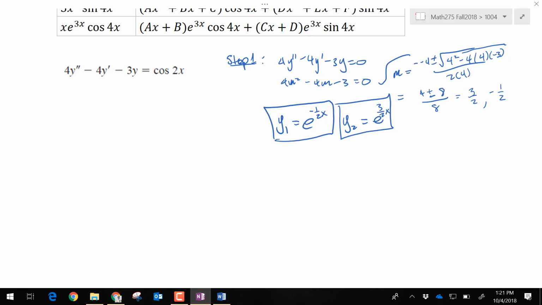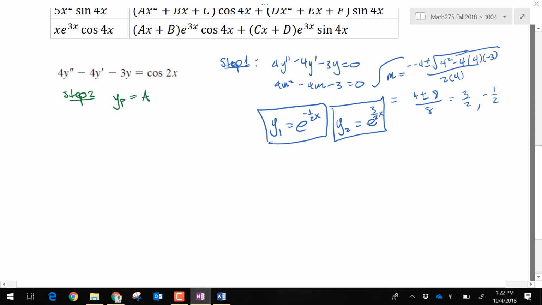So step 2, our y sub p now, because the right side has a cosine, we have to also include the possibility of getting a sine in here. So our y sub p is going to be some coefficient times cosine 2x plus another different coefficient times sine 2x. And so we need to take some derivatives, put it back into the original equation, and then solve for these things. So let's take some derivatives.